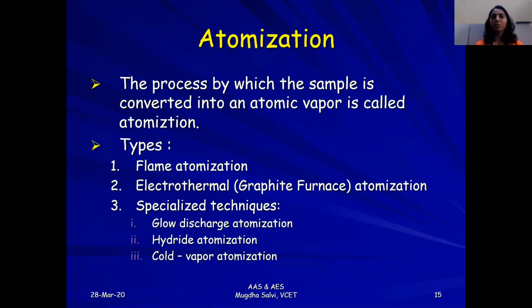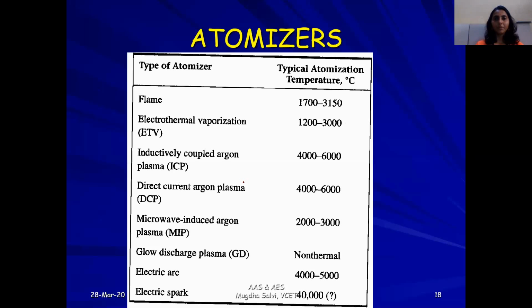So, atomization, what is the process? The process by which the sample is converted into an atomic vapor is called atomization. So, what are the types of atomization? It could be flame atomization, it could be electrothermal, which is nothing but your graphite furnace, or it could be other specialized techniques such as glow discharge or hydride or cold vapor atomization. Depending on the type of sample, we will have to implement the type of atomization. So here you can see the various types of atomizers and typical temperatures at which these atomizers operate. They operate at a very high temperature.